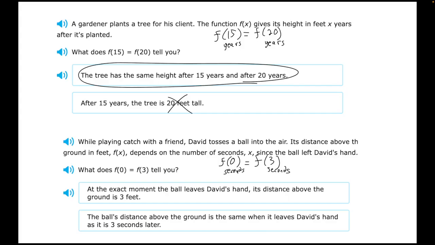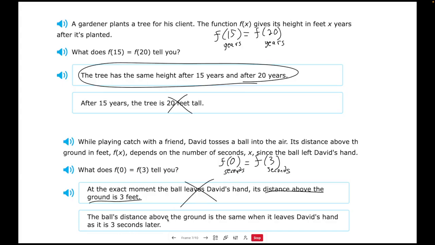This is time, right? So this tells me about the time that the ball has been in the air. And so this first answer is incorrect, right? Because it says the distance above the ground is 3 feet. But this doesn't tell me anything about 3 feet. This tells me about 3 seconds, right? So this one is wrong.